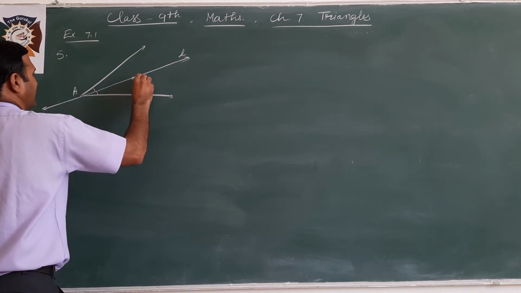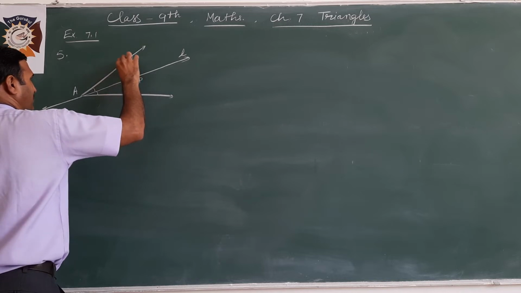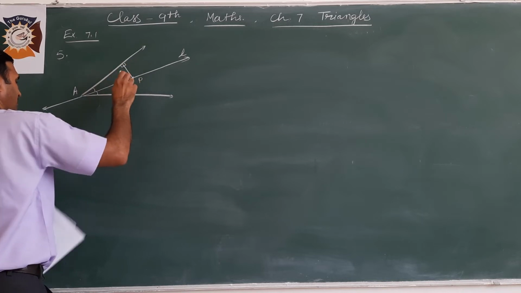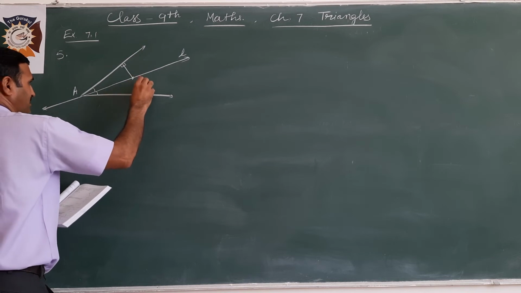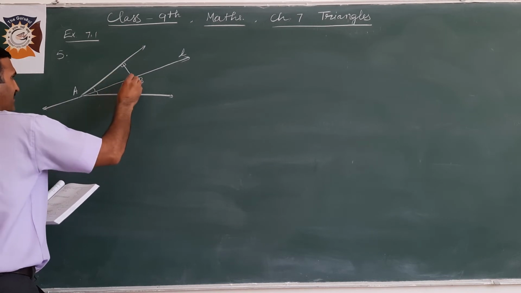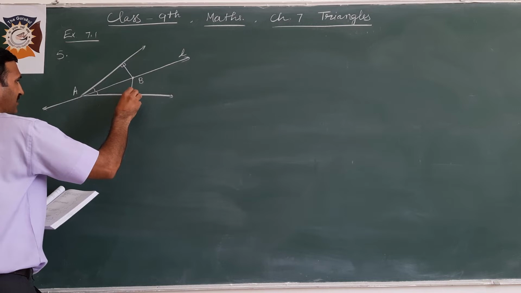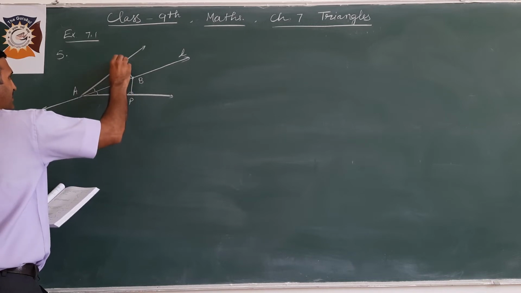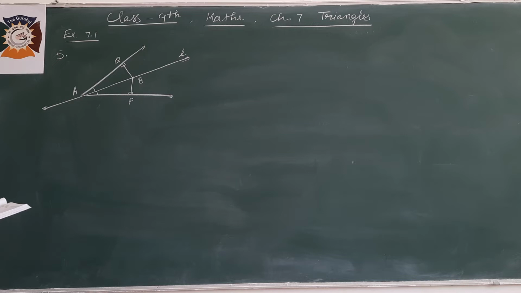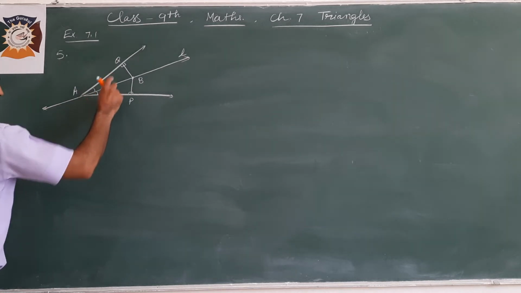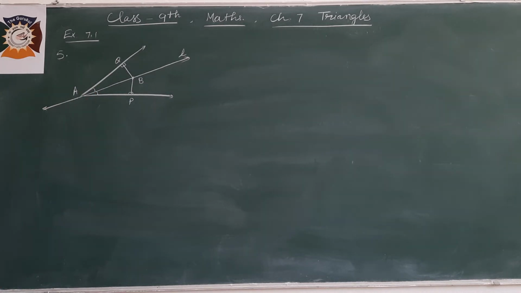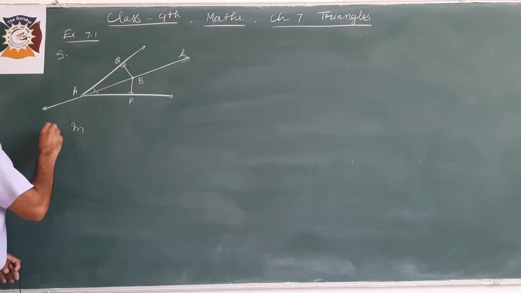ये पॉइंट B ले लेते हैं, यहाँ से परपेंडिकुलर इस पर दिया हुआ है, और यहाँ भी परपेंडिकुलर दिया हुआ है, this is P and this is Q. In first part, we have to prove APB is congruent to AQB. We have to prove these two triangles are congruent first of all. So, I will take these two triangles. This is the first part.